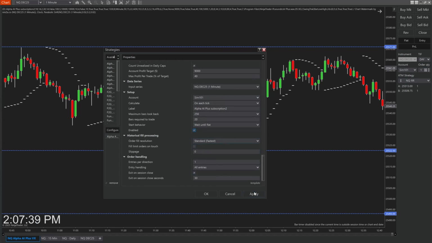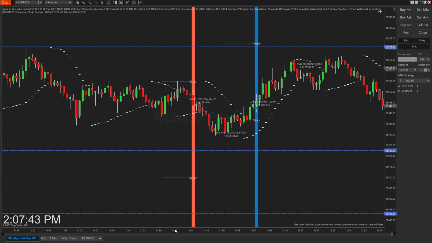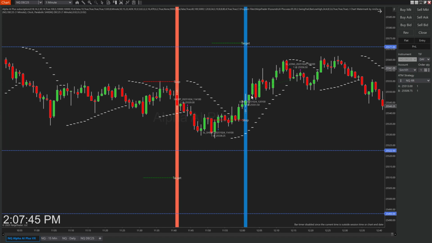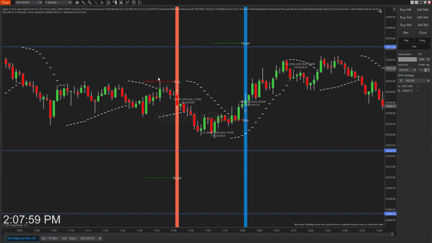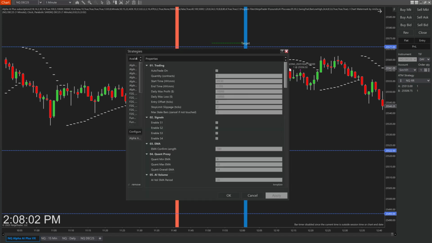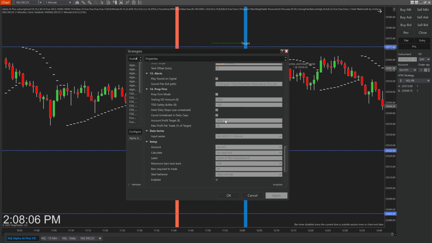Let me enable this first. If you have a long signal here, and let's say the market is at the buy limit here, a few ticks at the offset, and the market actually never goes up, never touches the entry, just moves down. In this setting here, you tell the bot after how many bars of no touch the system will cancel the signal and look for a new signal.